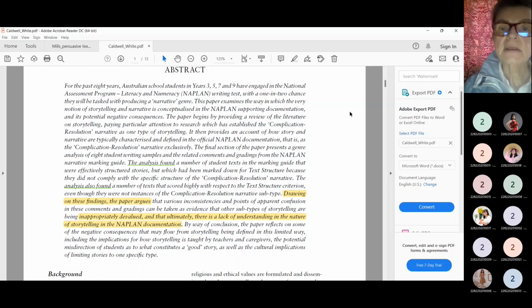This paper examines the way in which the very notion of storytelling and narrative is conceptualized in the NAPLAN supporting documentation and its potential negative consequences. The paper begins by providing a review of the literature on storytelling, paying particular attention to research which has established the complication resolution narrative as one type of storytelling.